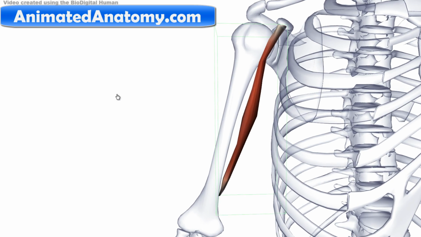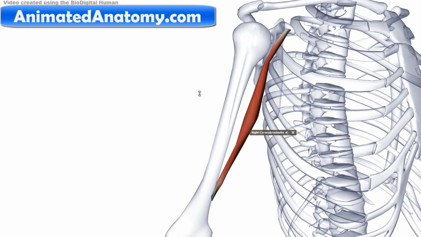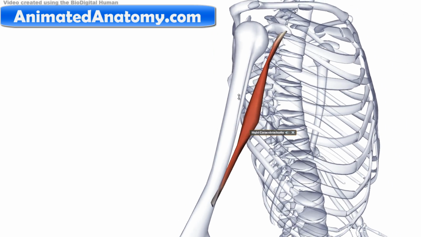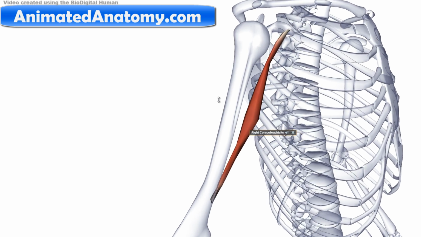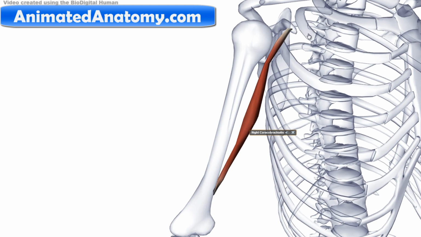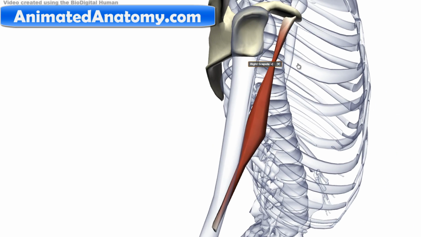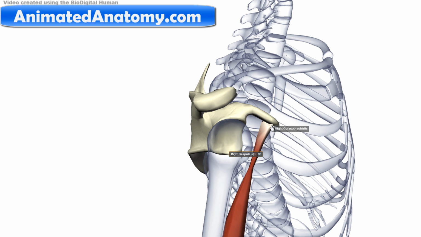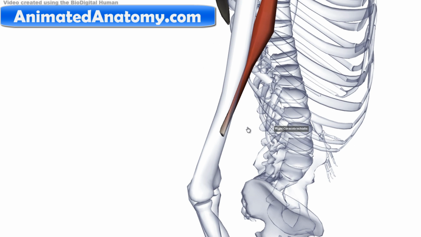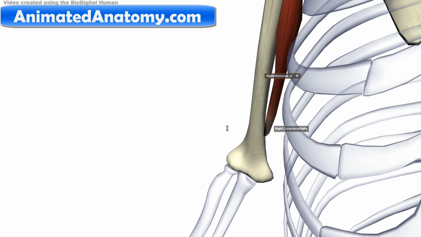Here is the first muscle that I will talk about, and it's called the Coracobrachialis muscle. It is called the Coracobrachialis because it starts from here, from the coracoid process of the scapula. This is the origin, and the insertion is on the humerus, on the medial humerus, here.